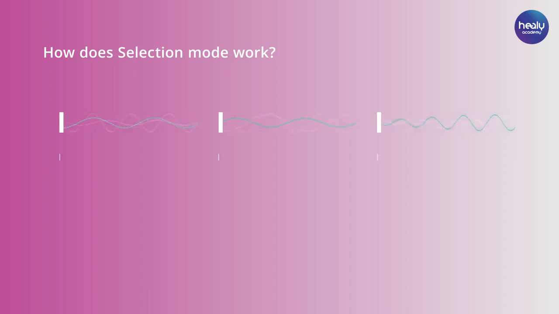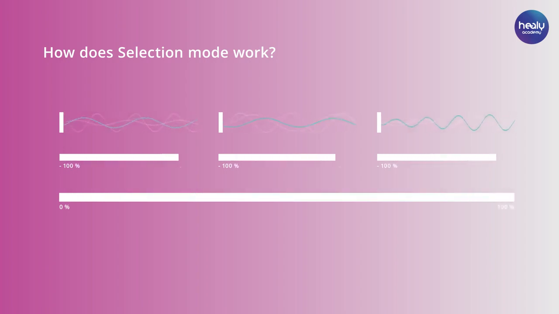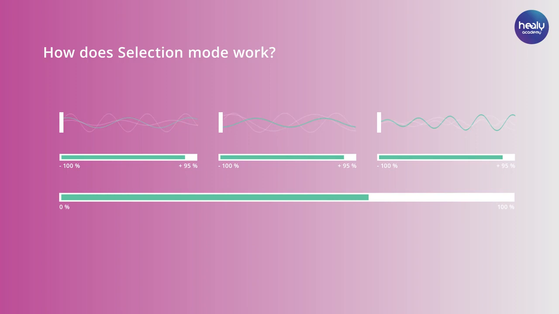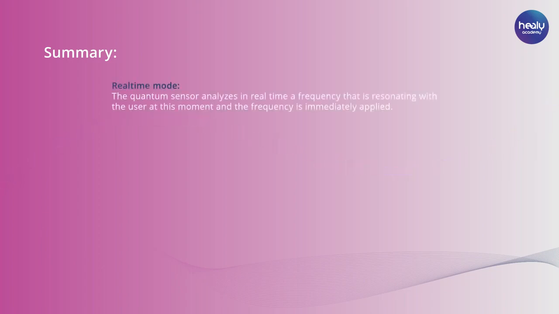When using selection mode, 3 of these specially selected frequencies are analyzed and applied with progress analyses from negative 100% to positive 95% using the same logic as in resonance mode. Here is a brief summary of the 3 different Healy IMF program modes. Real-time mode. The quantum sensor analyzes in real time a frequency that is resonating with the user at this moment, and the frequency is immediately applied.